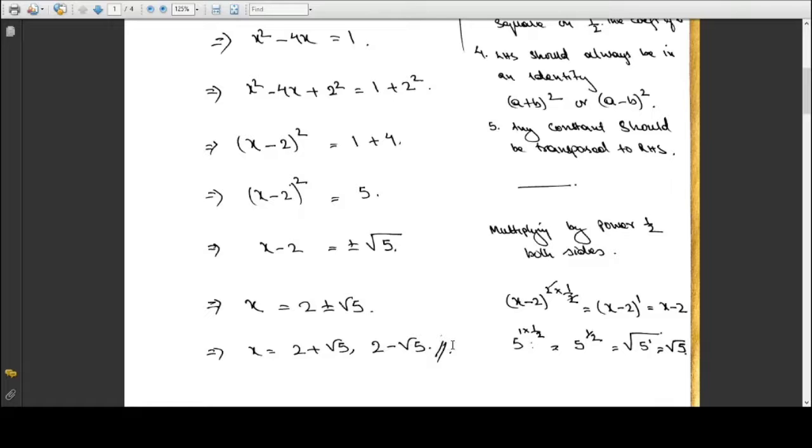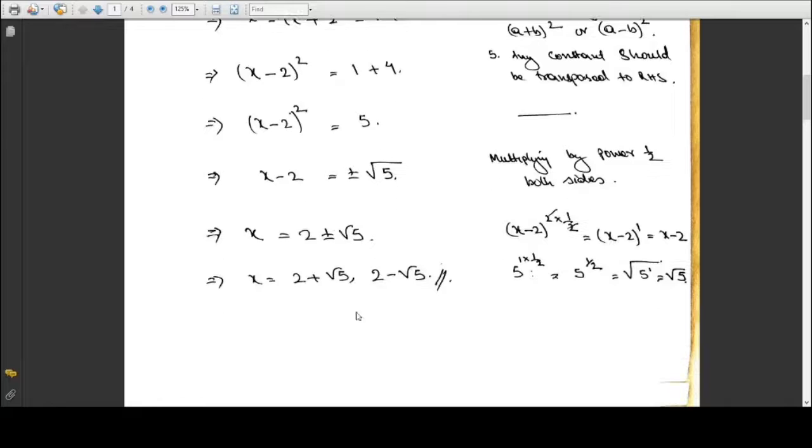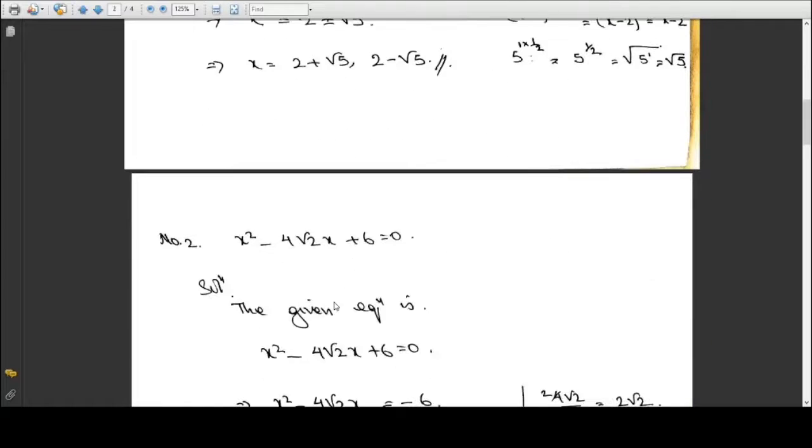These are the values of x which we have solved using which method? By completing the square, isn't it? Okay, this is number 1. Let us go to number 2.